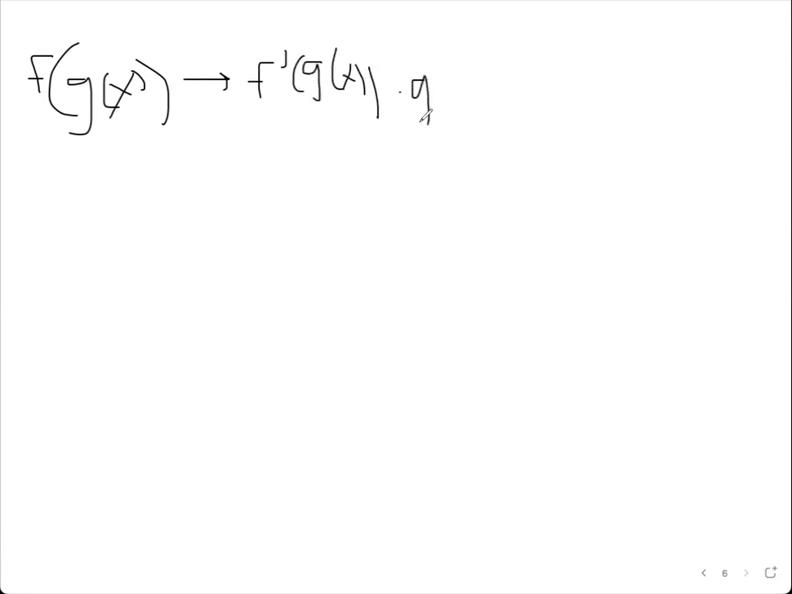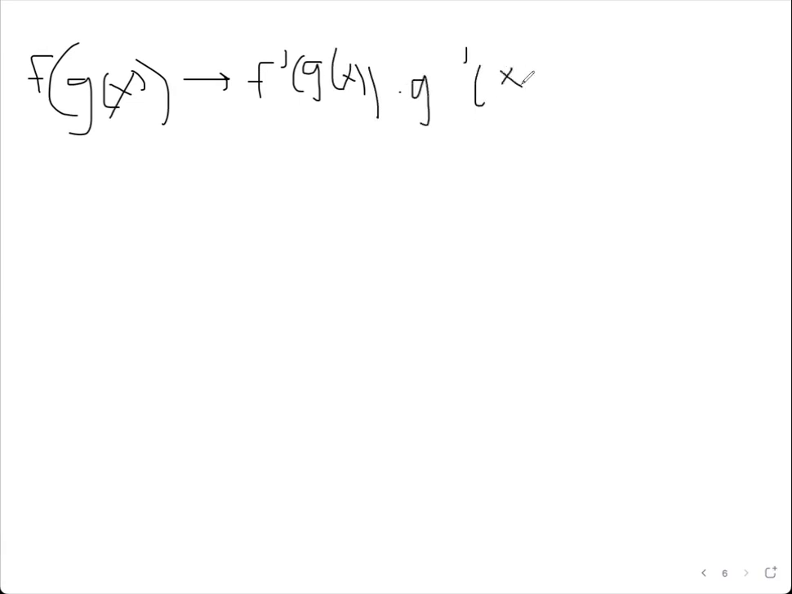Final rule is chain rule. Chain rule is honestly, it's not as easy as the product rule, but it's not as complicated as the quotient rule either. So chain rule basically says if you have a composition of two functions, f of g of x, and it can be something as simple as sine of 2x. 2x is the inner function, sine is the outer function. The derivative of that is just f prime of g of x times g prime of x.